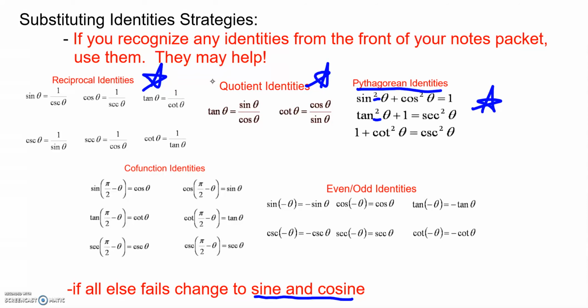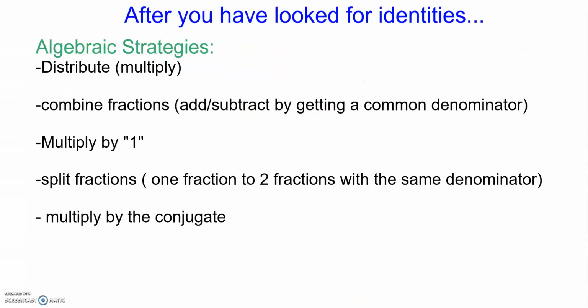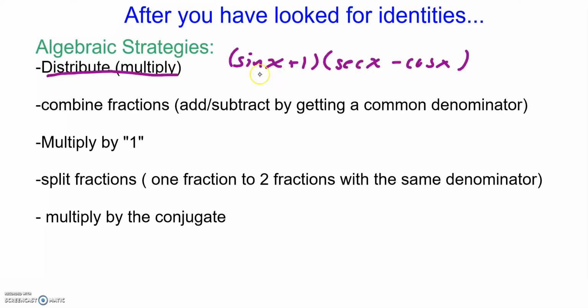Let's say you look at a problem, though, and you don't see an identity right away. What we talked about in the last video is some algebraic strategies, and I'm going to talk about a few more. So one strategy we could do is distribute or multiply. Like if I give you sine of x plus 1 times secant of x minus cosine of x. If you don't see any identities right away, you can go ahead and distribute or FOIL like we did in the last video. That's an option.